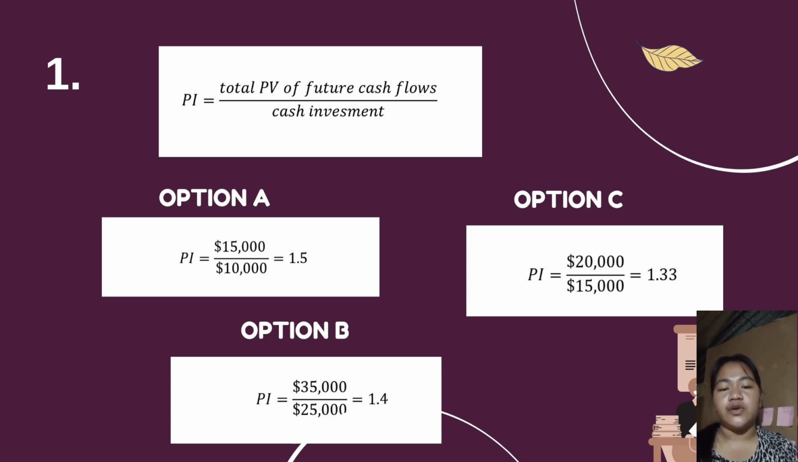So therefore, we are going to choose option A. Based on our calculation, it has the highest profitability index compared to B or C, which are only 1.4 and 1.33. It means that for every dollar we invest in a project, the present value of the future cash flows is expected to be 1.5.